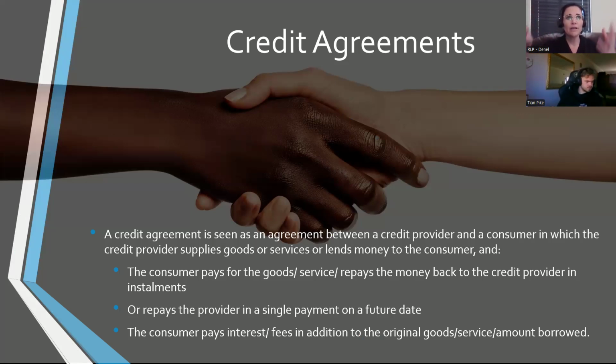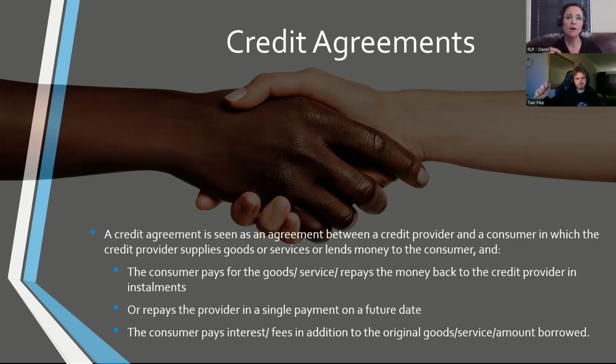Awesome. So I think it's also easy to basically summarize that a credit agreement will be the agreement between the credit provider and the consumer where they either supply goods or services or lend money to this consumer. That's basically your document, just giving you the layout of what we agreed upon for this credit transaction. But now the consumer has the obligation to pay for these goods or services or even repay the money that they borrowed from the credit provider. And that's sometimes in installments, or sometimes it is one single future dated payment in which they have to repay.